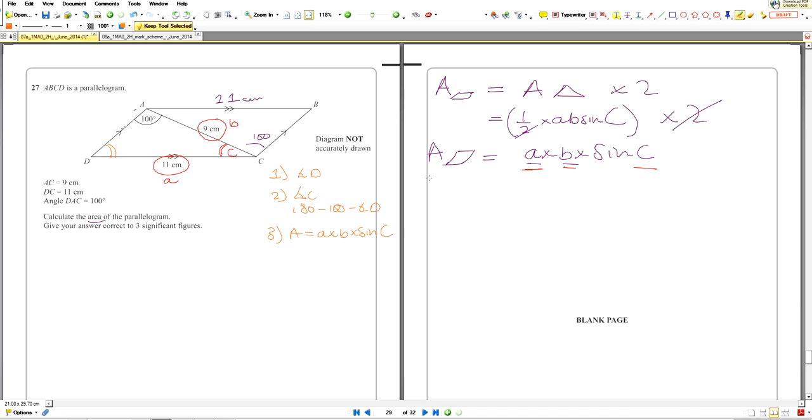This question is the last question of the paper, and it's worth 5 marks. So 5 marks, 3 steps. I want you to do some work. Right, just give me 1 moment.